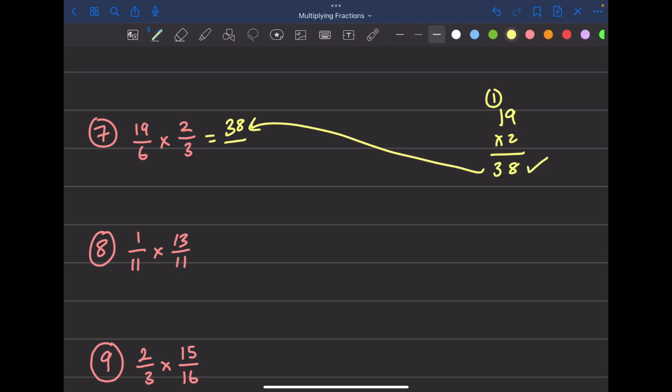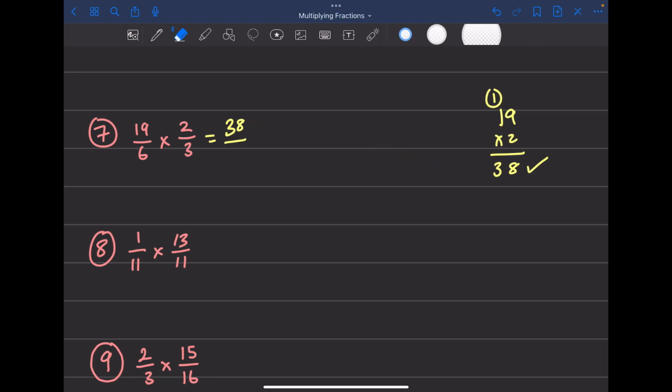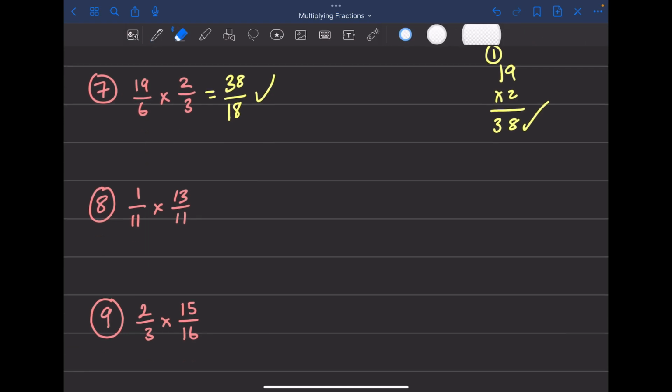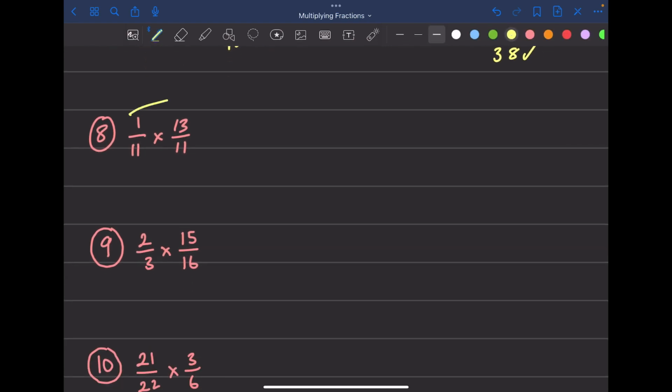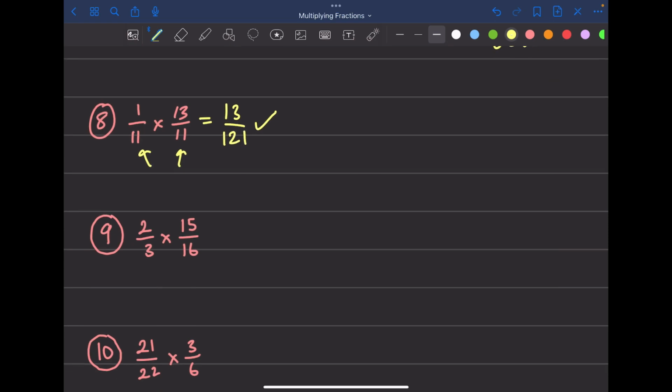But yeah, if you do this a lot, you're going to almost memorize it by itself. But if you always have trouble, you can always do it on the side. So that's how we got it. And then 6 times 3 is 18. So we are done. Question number 8. 1 times 13 is 13. Pretty simple. And then 11 times 11, you should know this. This is 121. We are done once again.